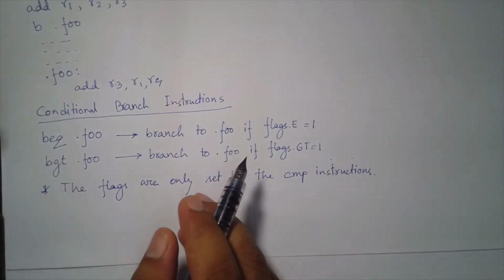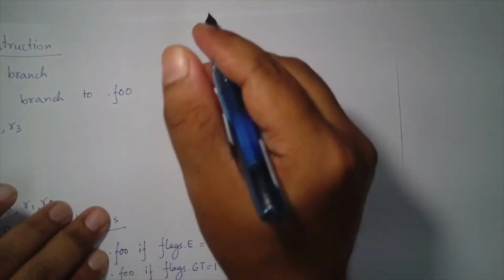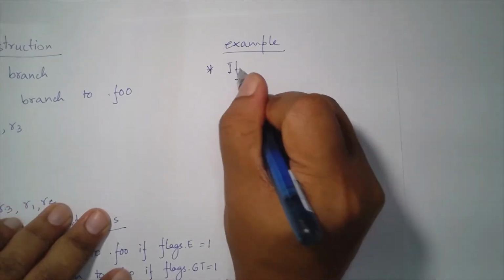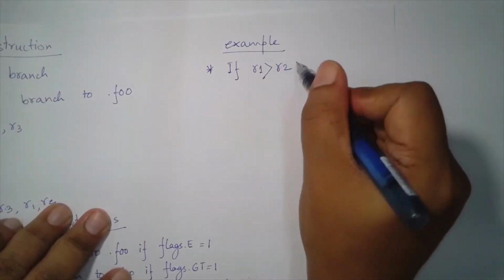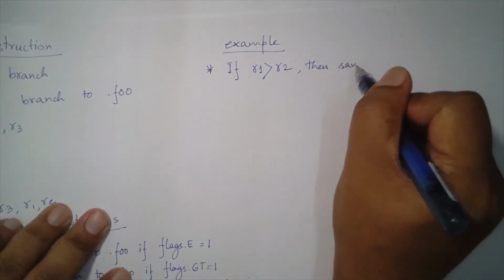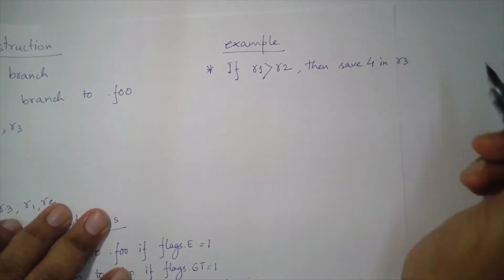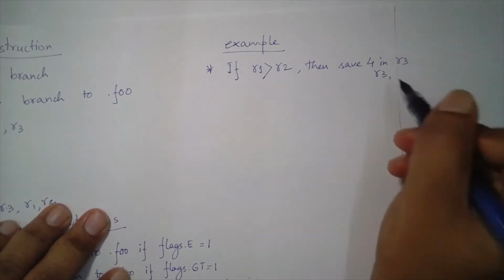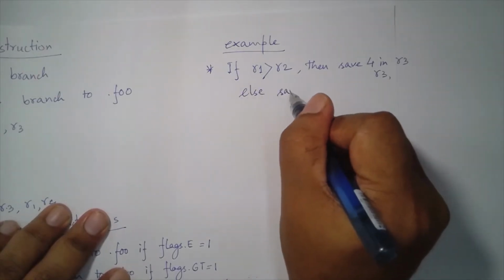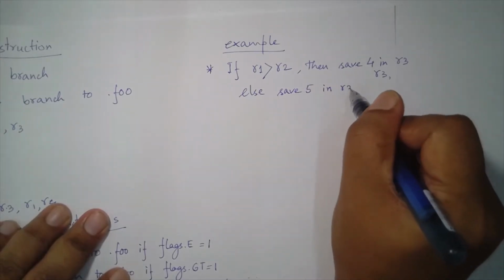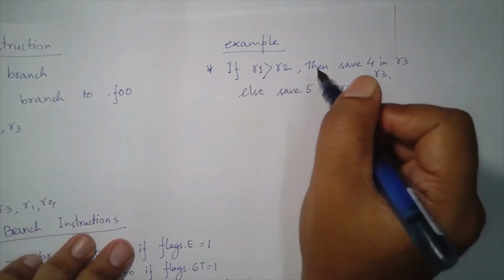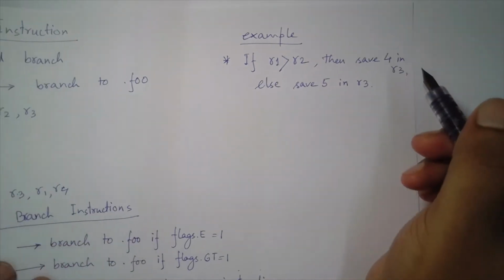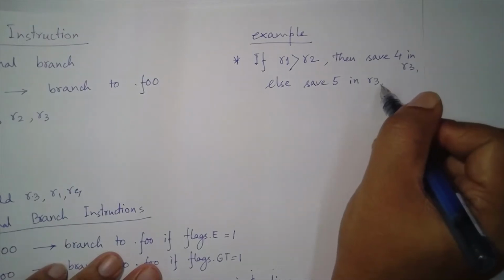So we can look at a very simple example code. Let's say we want to write code which says that if R1 is greater than R2, then you save 4 in R3, else you save 5 in R3. So what we are saying is that you check this condition, if R1 is greater than R2, then you have to update R3 with 4, all right, else you should update R3 with 5.